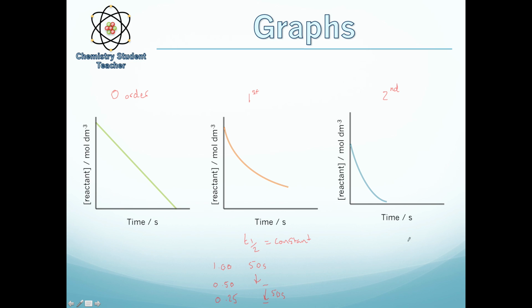Now, an easy way to remember the second order graph is just purely to go, it's the odd one out. It's like no explanation. You've got straight line is zero order, constant half-life is first order, second order is just the odd one out. It may look like this, it can look a little bit different. Basically, it's a curved graph that doesn't have a constant half-life.